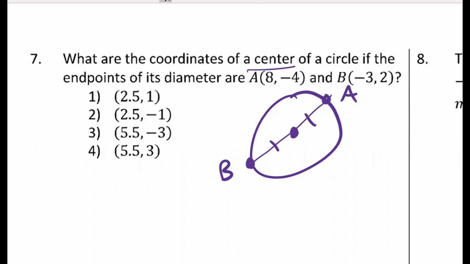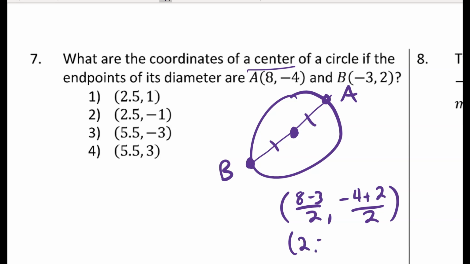Well, remember, a diameter is just made up of two radii that are connected to form a straight piece there. So if I find the midpoint of AB, I'd be done. So I'm just going to average the x's and average the y's. 8 minus 3 is 5. 5 over 2 is 2.5. Negative 4 plus 2 is negative 2, divided by 2 is negative 1.